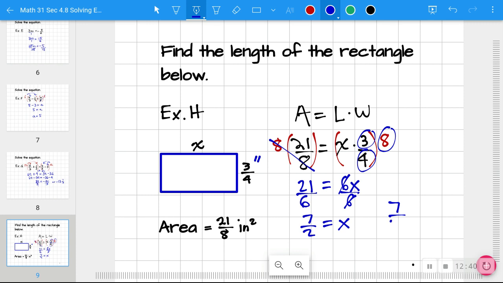7/2 inches, or 3.5 inches. Okay, that does it for section 4.8, and I hope you've learned a lot about how to solve equations when there's fractions involved. The most versatile thing is when you clear fractions from both sides by multiplying through by the LCD, and the last problem, that was the 8. LCD, least common denominator. All right, so I hope this helped you.